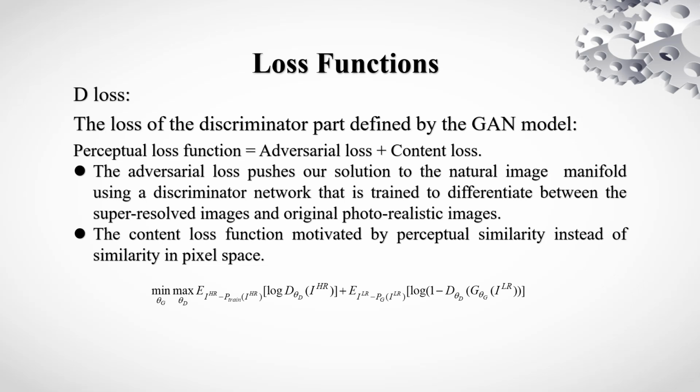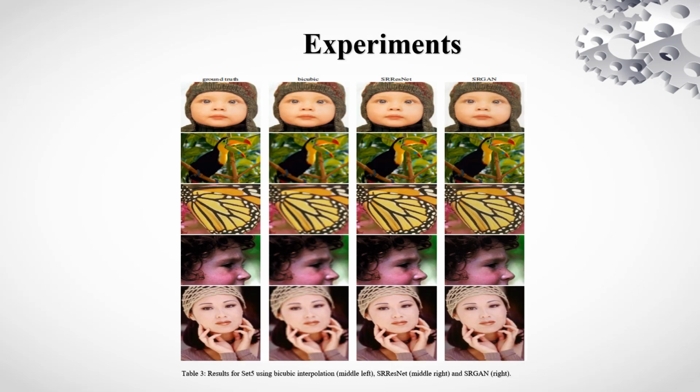Many works use a discriminator network that is trained to differentiate between the super-resolved images and the original photorealistic image. And the content loss function is motivated by perceptual similarity instead of similarity in pixel space. And this is the experiment, a useful method to get the result.